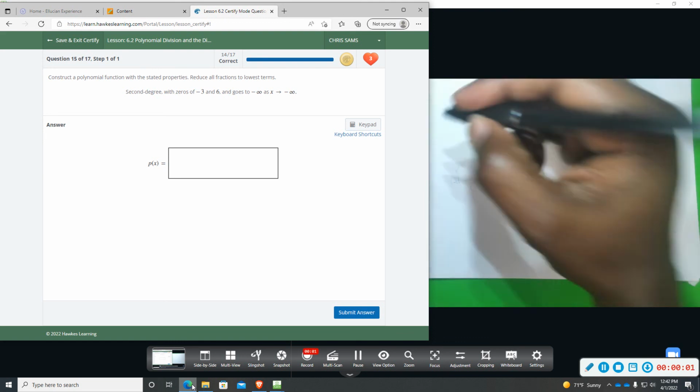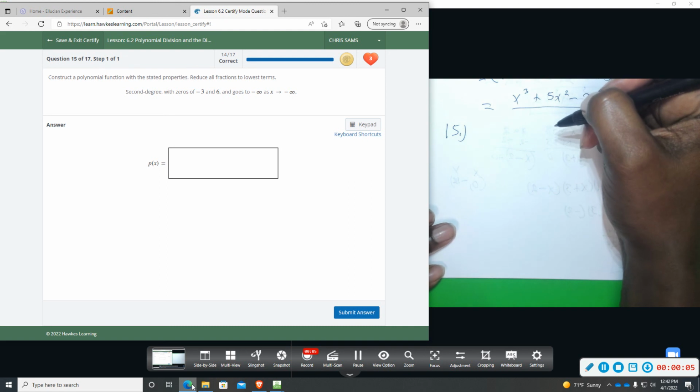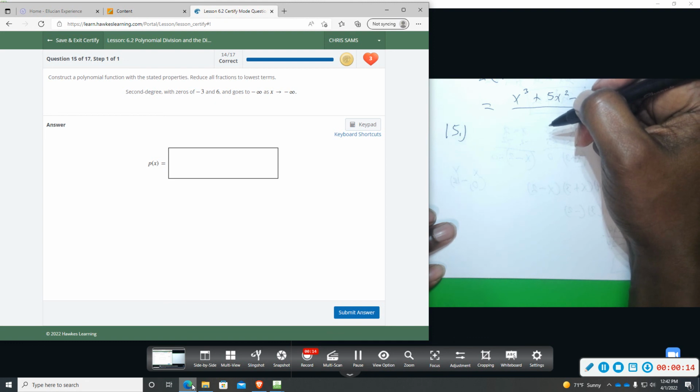All right, number 15. This time we have a second degree polynomial with zeros of -3 and +6. And then they're telling us a little bit about the end behavior. It says it goes to -infinity as x goes to -infinity.